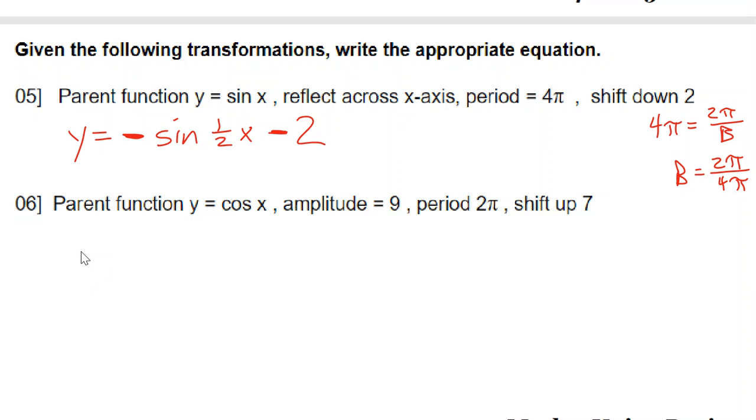All right, this one we have no flip. We do have an amplitude of 9 in front of the cosine. Our period is 2 pi, which means there's not really any change in b. So that's going to be cosine of 1x, and then shift up of 7.